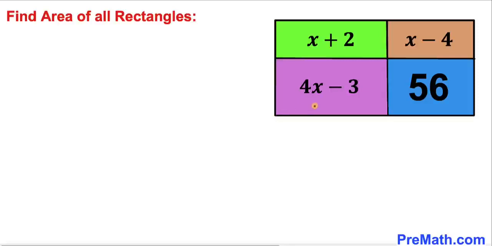Welcome to Premath. In this video, we have got this big rectangle that consists of 4 individual rectangles, as you can see in this diagram, such that the area of this blue rectangle is given as 56 square units, whereas the area for this green rectangle is x plus 2. The area of this brown rectangle is x minus 4, and the area for this purple rectangle is 4x minus 3. And now we are going to calculate the area of all these rectangles.